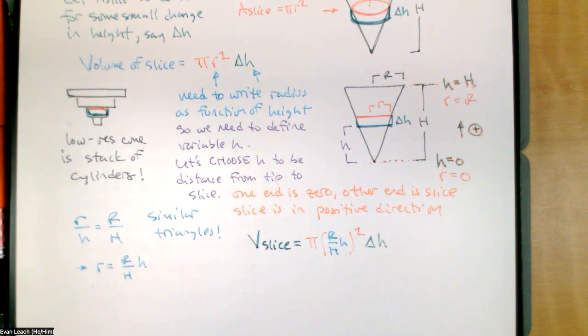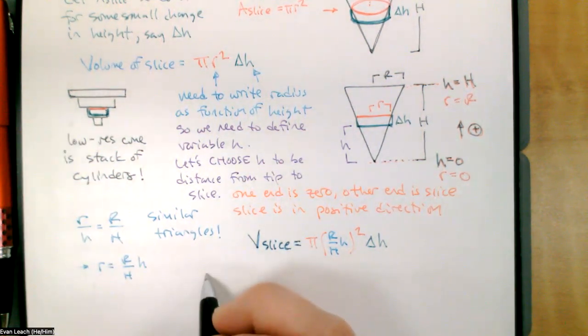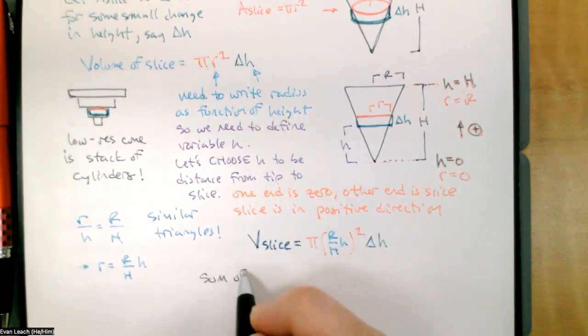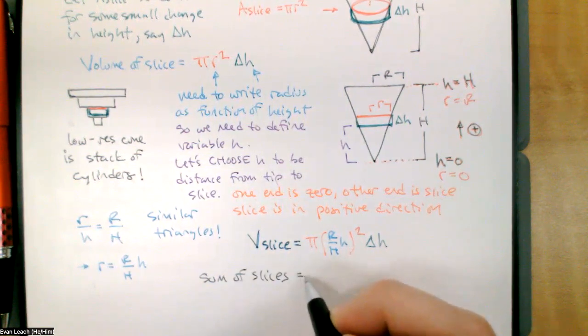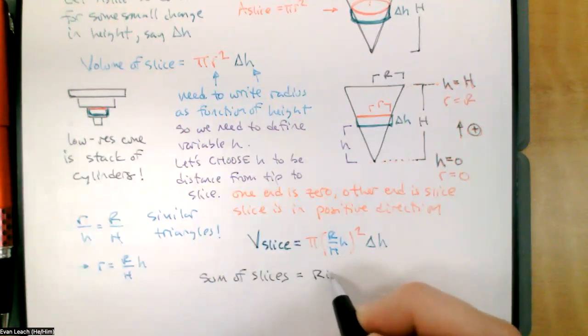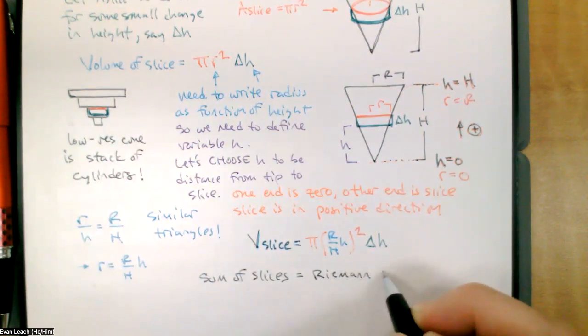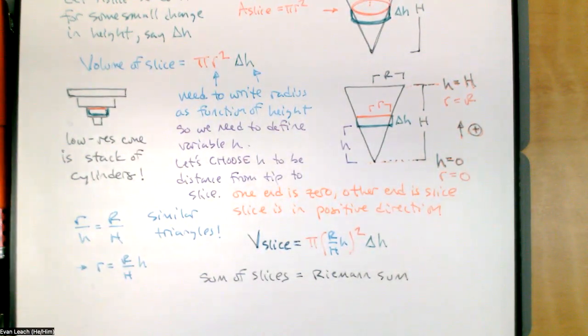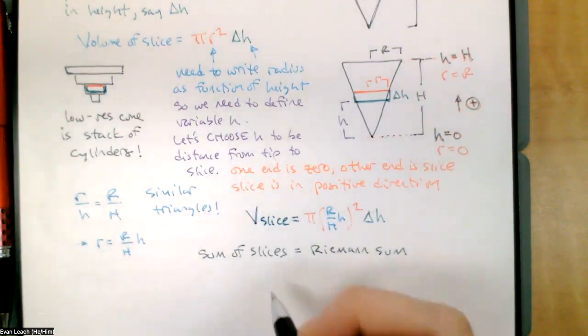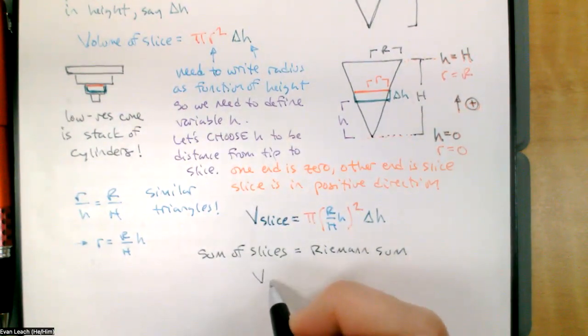Now we add up all such slices. That's going to give us a Riemann sum. Then the number of slices will go to infinity in our Riemann sum, and that becomes our definite integral, which we're going to label the total.